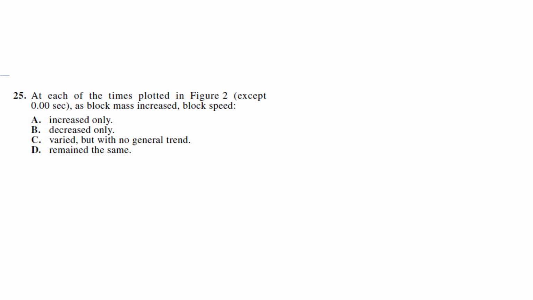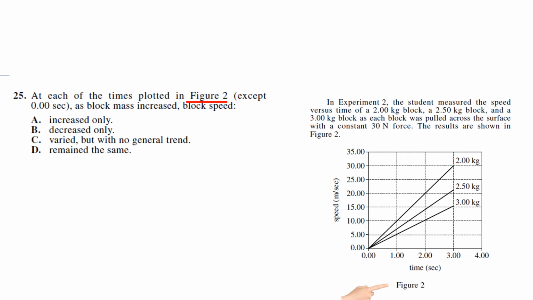At each of the times plotted in figure 2, except 0 seconds, as block mass increased, what happens to block speed? So the block mass, which is what we're looking at, goes from 2, 2.5 to 3, and as we do that, the speed gets slower, right? So it decreased only. The speed gets slower as the blocks get heavier.